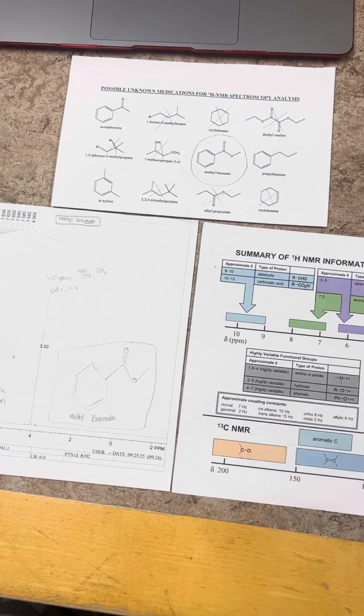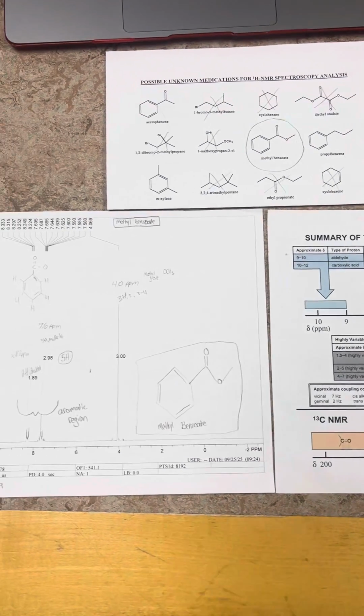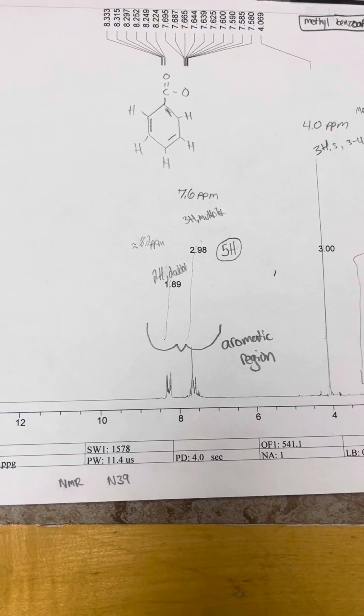Hi, my name is Evan Liette, and today we are going to be talking about H-NMR and IR unknowns. First off, we're going to be starting with H-NMR, and my unknown is N39.